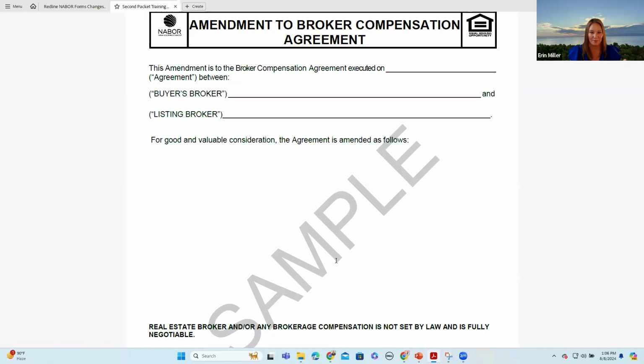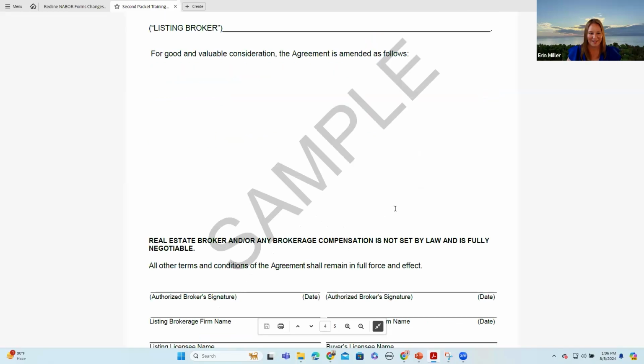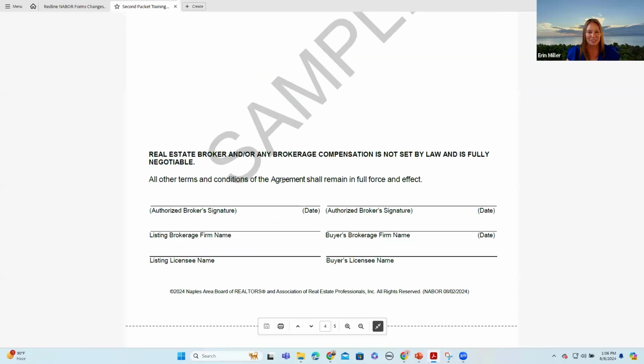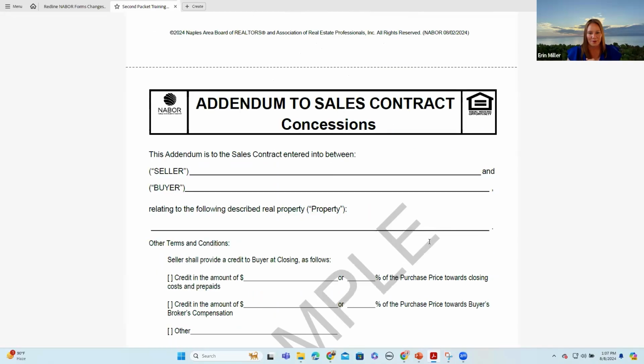It's a form with a lot of blank space. Again, before you bind your brokerage to something, make sure you're getting that approved by counsel or by your broker. It should be signed by the authorized broker or whoever is authorized to sign documents on behalf of your brokerage. Okay. The next form is the addendum to sales contract regarding concessions.